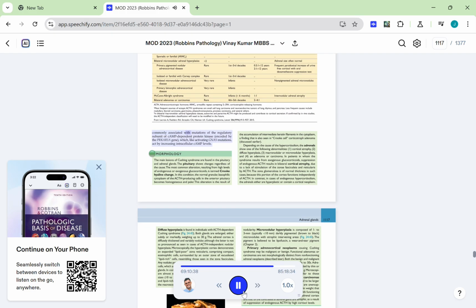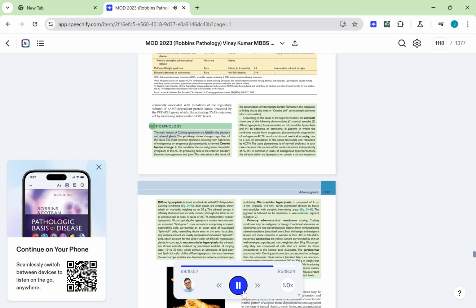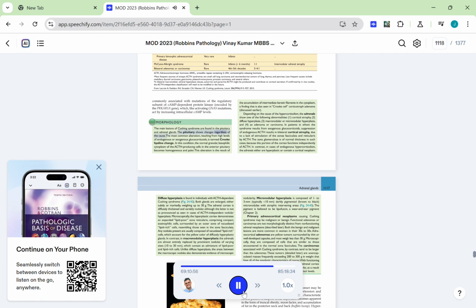commonly associated with mutations of the regulatory subunit of cAMP-dependent protein kinase, which, like activating GNAS mutations, act by increasing intracellular cAMP levels. Morphology. The main lesions of Cushing syndrome are found in the pituitary and adrenal glands. The pituitary shows changes regardless of the cause.